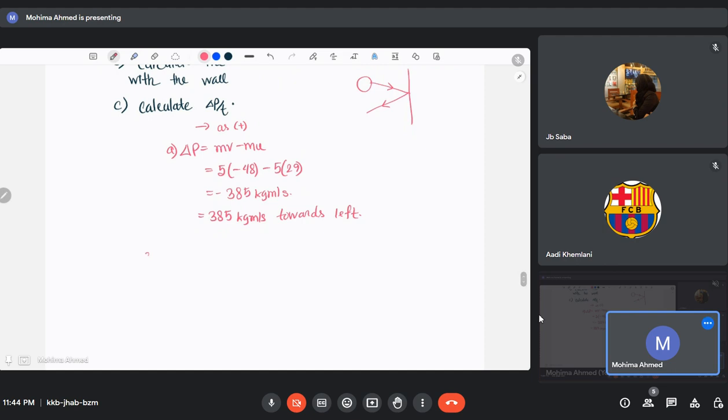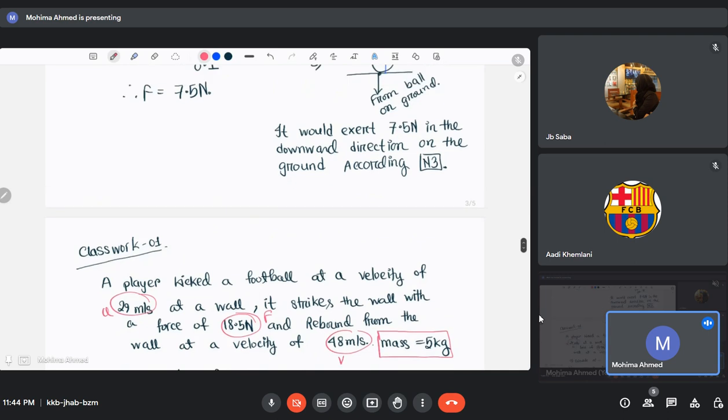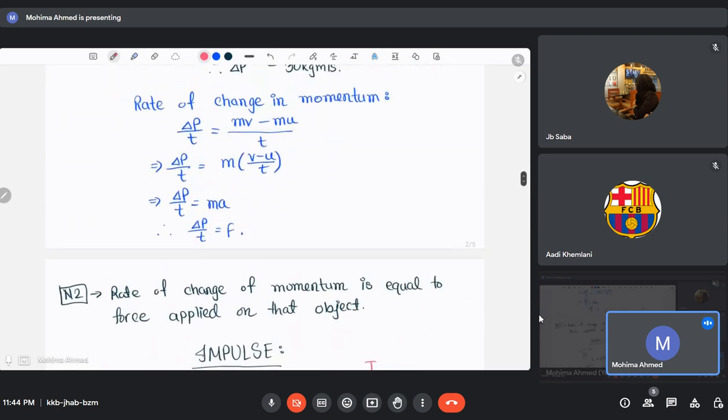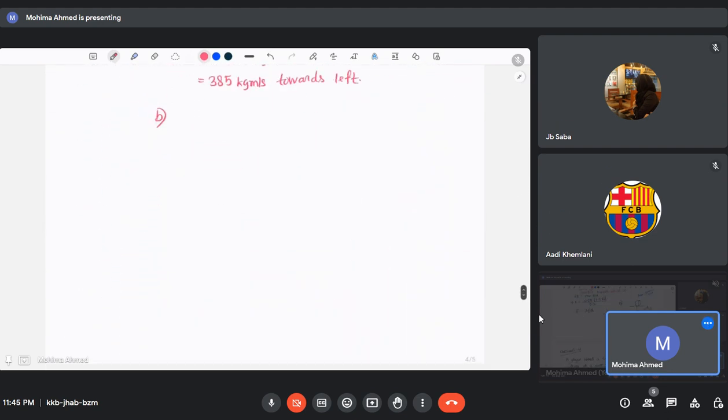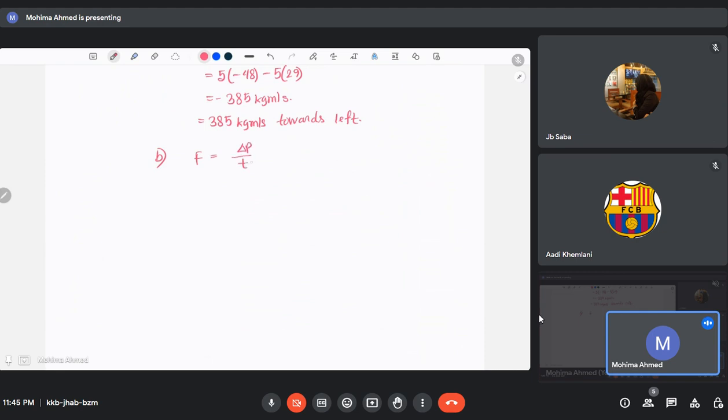For part B, we did the calculations at the very top page. Let me just scroll up to there. Yeah, we can see here that rate of change in momentum was equal to force, right? So now we can use that equation to find an equation for time. The equation was force is equal to delta P over T. We do have the value for force, which was 18.5. If you have to find out the value for T, just make T the subject. Delta P over F, which is 385 over 18.5.